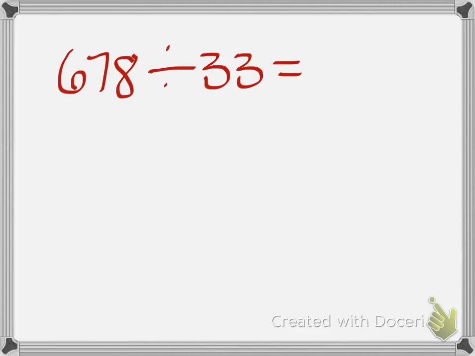Let's try one more. 678 divided by 33. Let's find our compatible numbers. Remember, we're always going to find a compatible number with the divisor first. It's doing the dividing, so let's find its compatible number. 33 is really close to 30, so I'm going to change it to that.